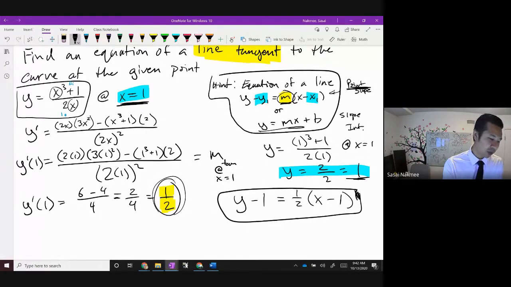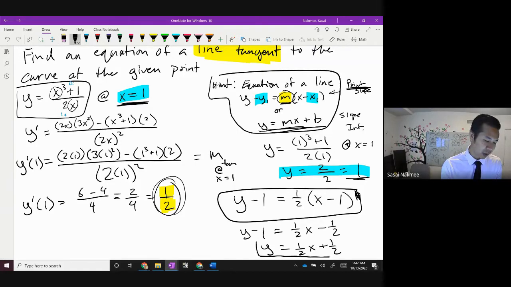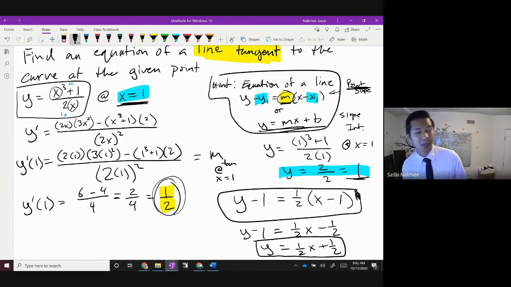If you do it using y is equal to mx plus b, I like going from here and just working it out from here. So y minus 1, distribute the 1/2, like so, and then add the 1 over. You'll get y is equal to 1/2 x plus 1/2. And that's your second way of writing it if you want to use slope-intercept form.